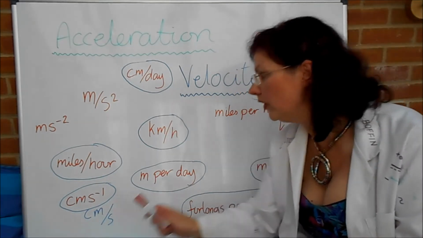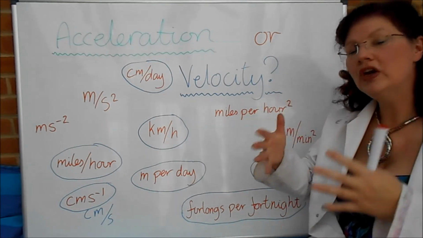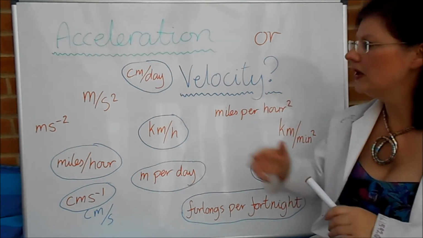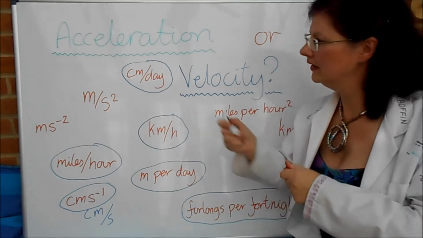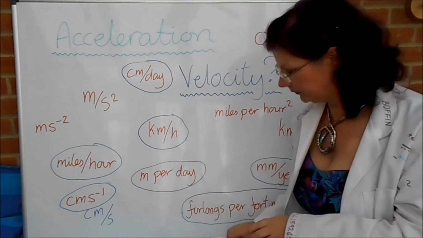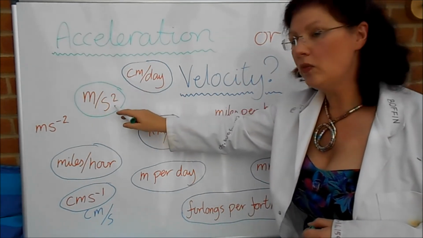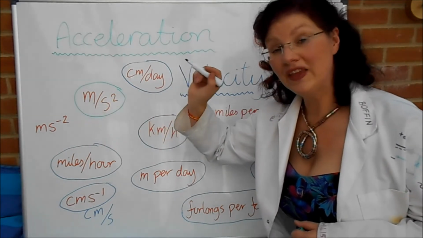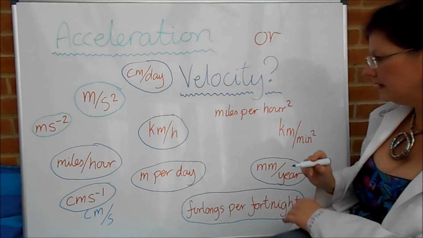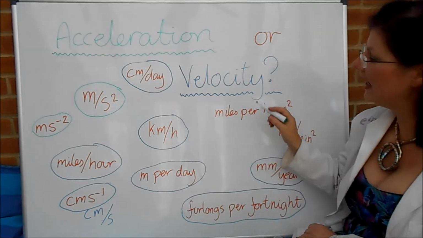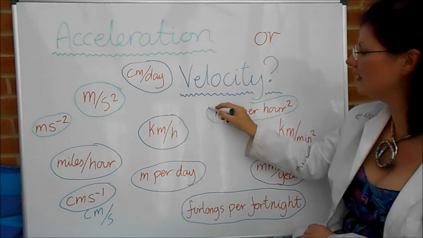So all the other ones are accelerations, which are units of distance per time squared. So metres per second squared, or metres per second per second. And the same way as writing that here with the negative powers, that is the same unit, metres per second squared. We've also got miles per hour squared.